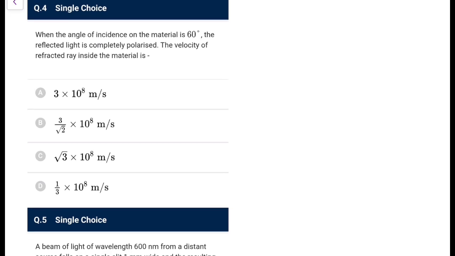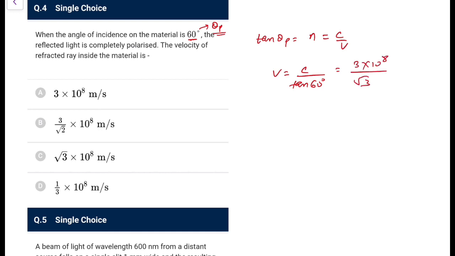When the angle of incidence on the material is 60 degree, the reflected light is completely polarized. That means this is the theta p, or the Brewster angle, whatever you call it. The velocity of the refracted ray inside the material is, you know, tan theta p is equal to n, and n is equal to c by v. So velocity is c upon tan of 60 degree. So that is 3 into 10 to the power 8 divided by root 3. So it is root 3 into 10 to the power 8 meter per second. Go with option C in this case.